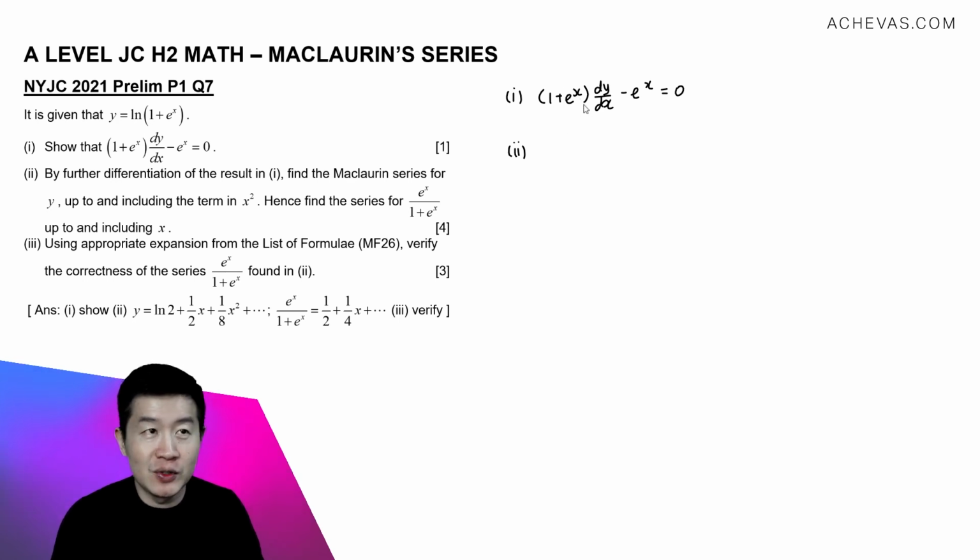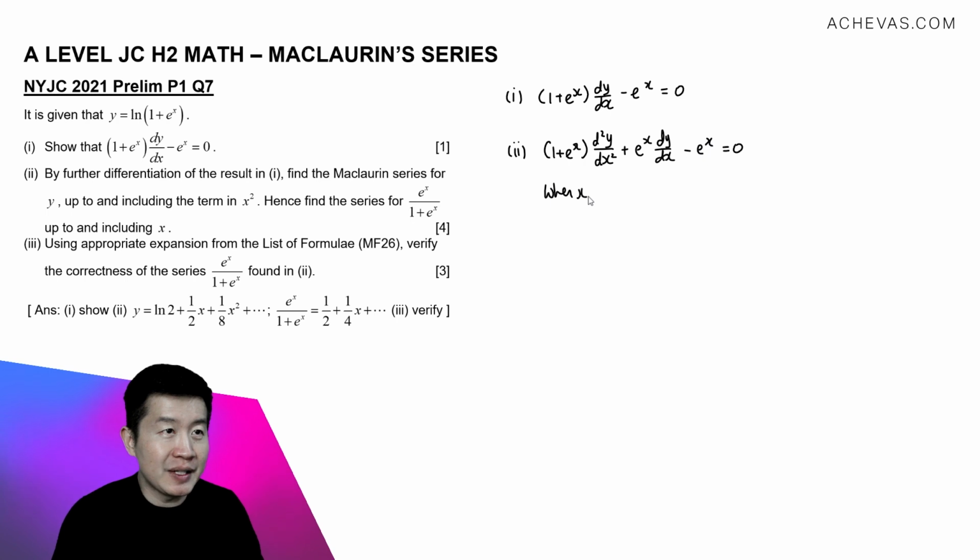So differentiating this using the product rule with respect to x, it is going to get me 1 plus e to the power of x, and differentiating dy/dx gives me d squared y/dx squared. Then plus differentiating 1 plus e to the power of x is e to the power of x, writing this down as it is. This completes the product rule being applied when I differentiate it with respect to x. Then minus e to the power of x, differentiating it with respect to x is still e to the power of x. This is equal to 0.